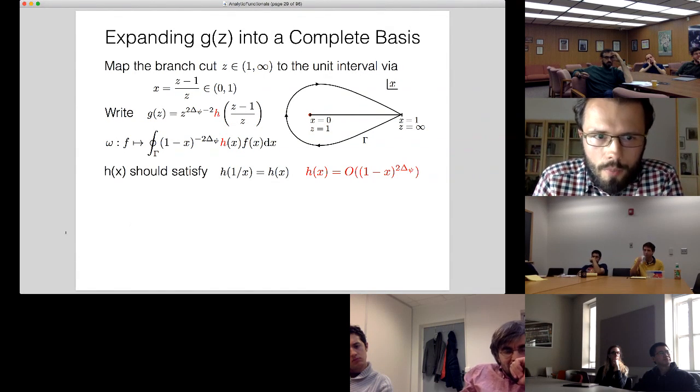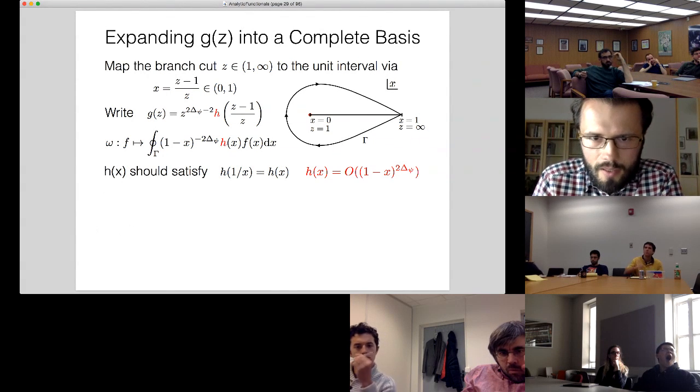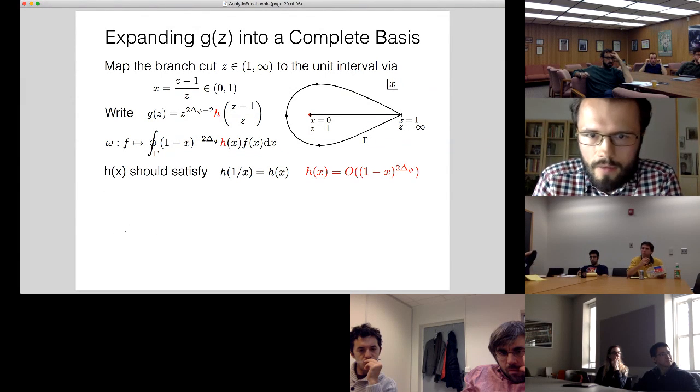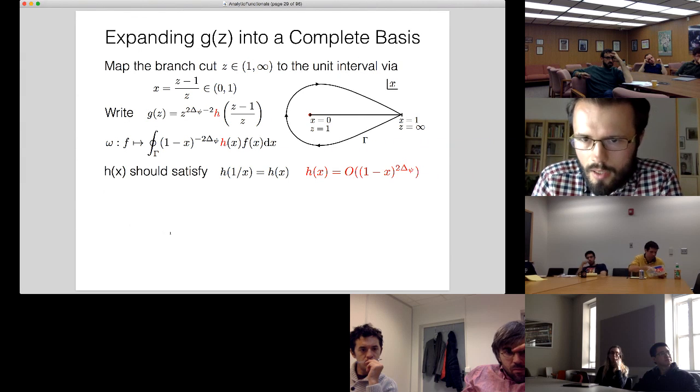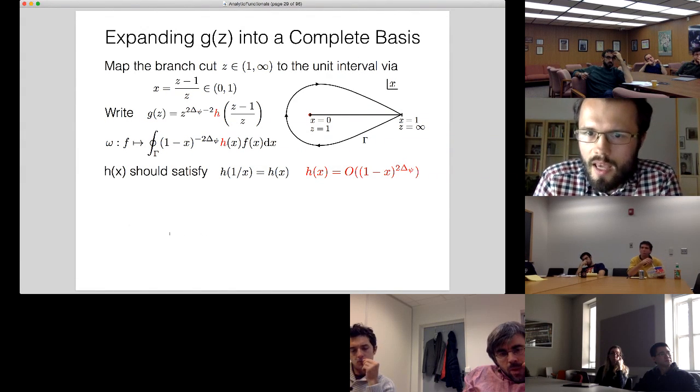And the original properties that the kernel g must satisfy map to certain properties that h must satisfy. So, for example, crossing maps to x goes to 1 over x, so h should be invariant under that. And the fact that g decays at infinity maps into a sufficiently soft behavior of h as x approaches 1. So in particular, h must decay like (1 minus x) to the power 2 delta psi as x approaches 1.